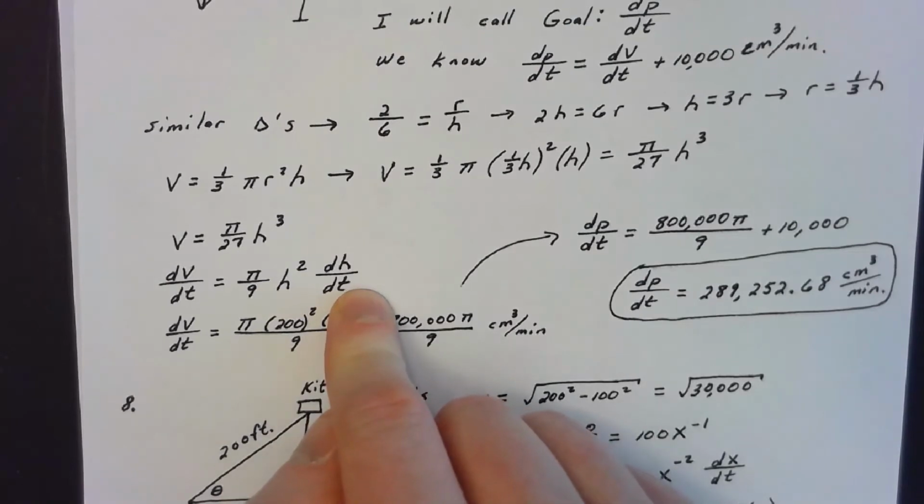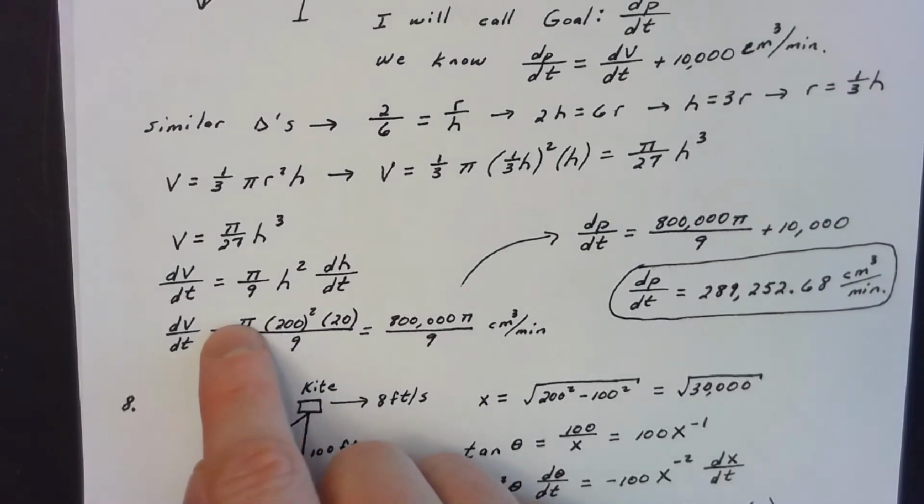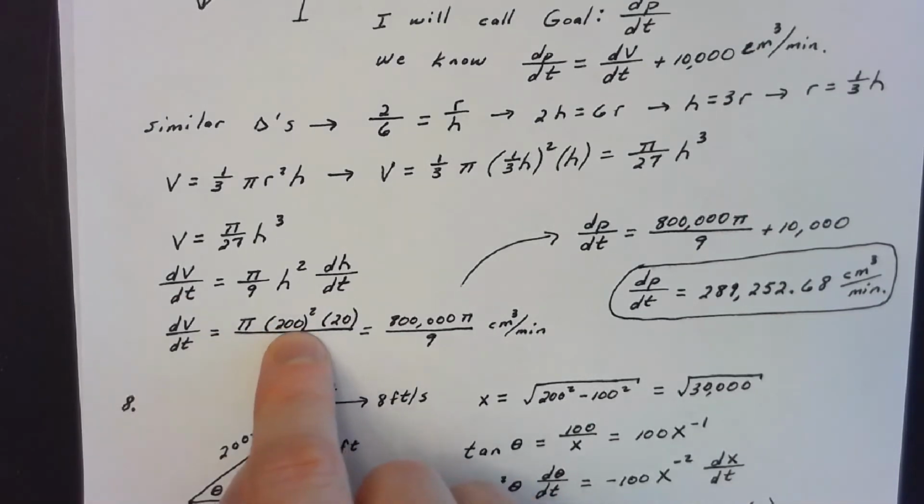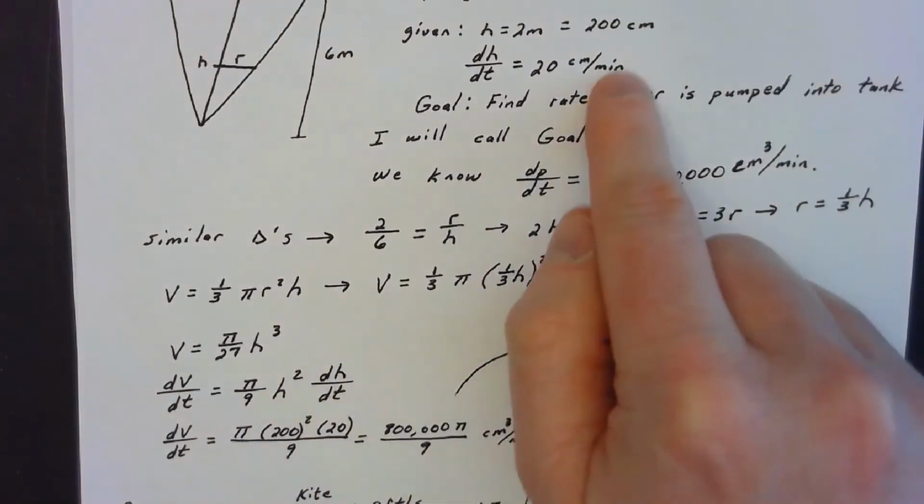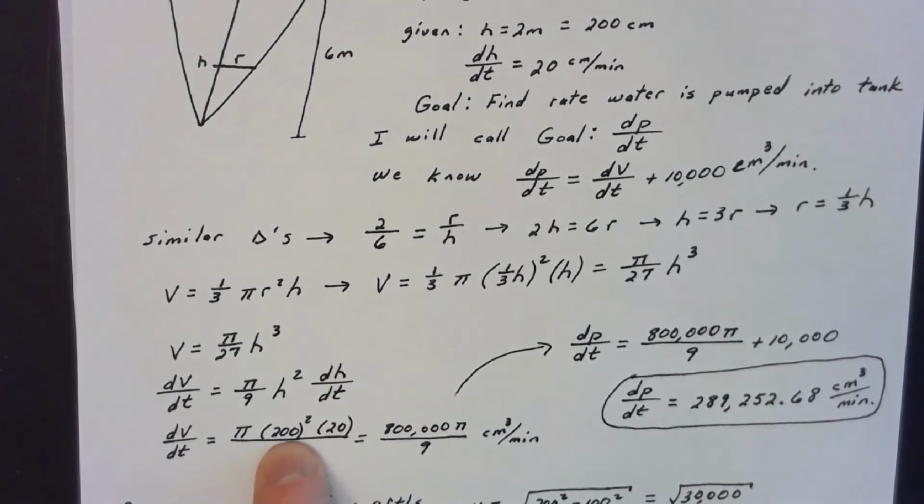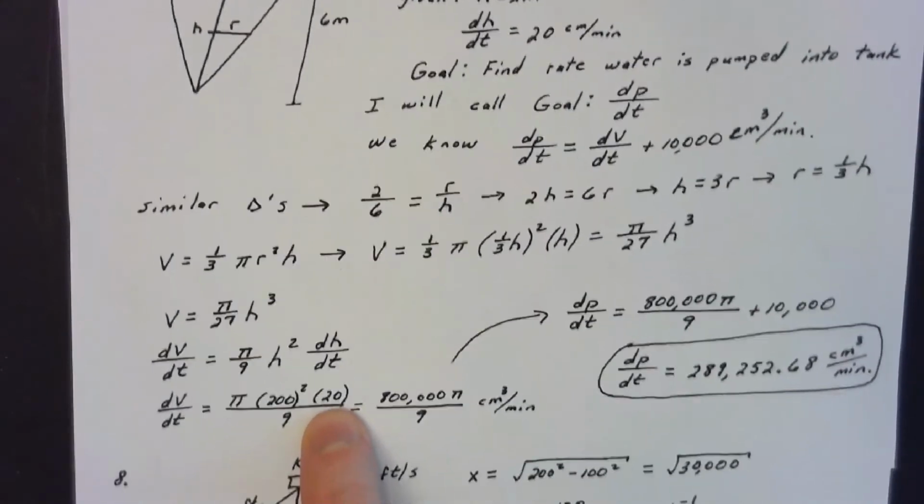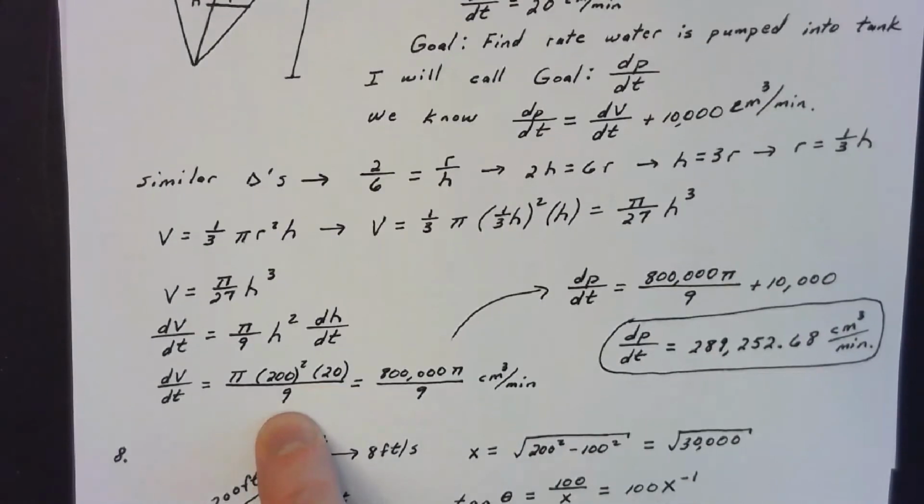And then I can go in and say, okay, plug everything in that we know. We're trying to find dV/dt. Well, dV/dt is going to be pi times h squared. Remember, h was just your 200 centimeters. That's where I got that from. And then I can say times dh/dt, that was the 20 centimeters per minute. I plugged that in. All of that's divided by 9.